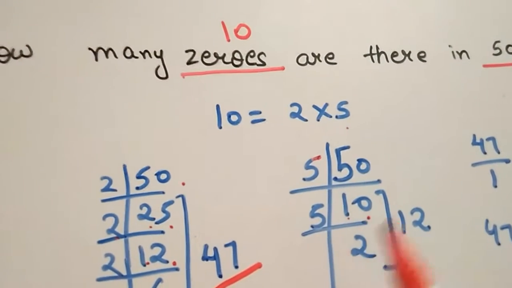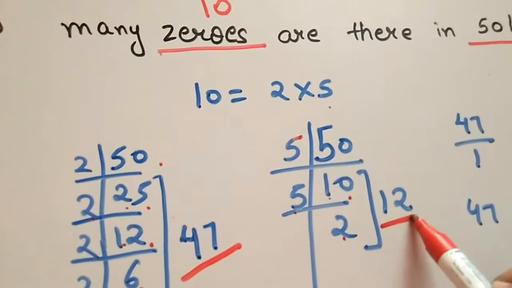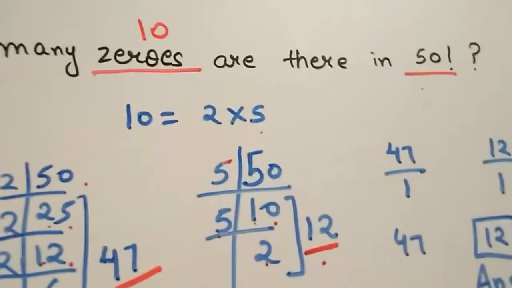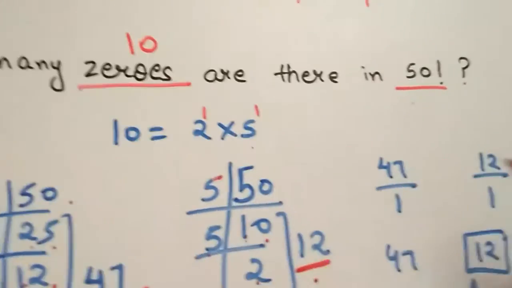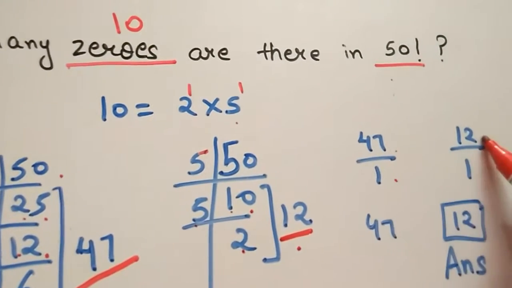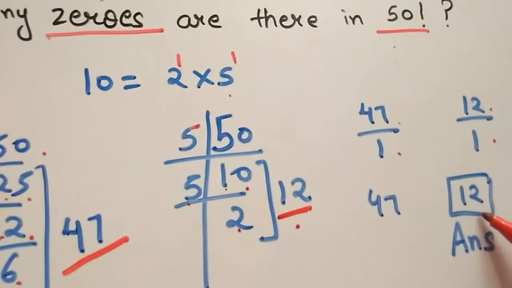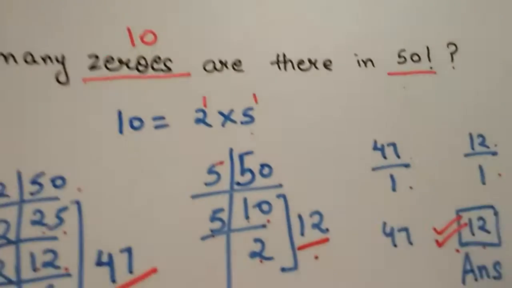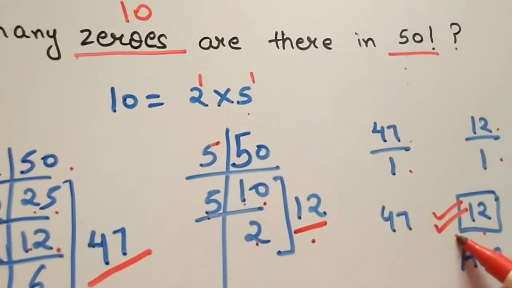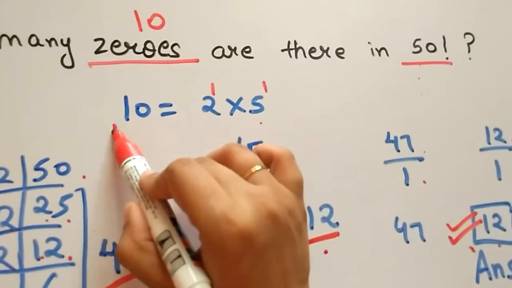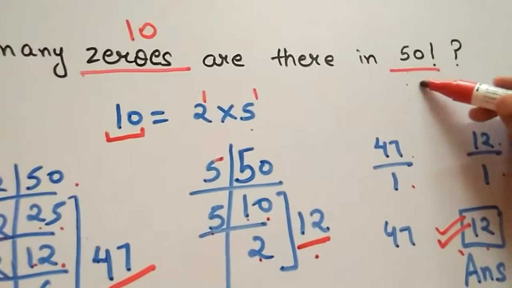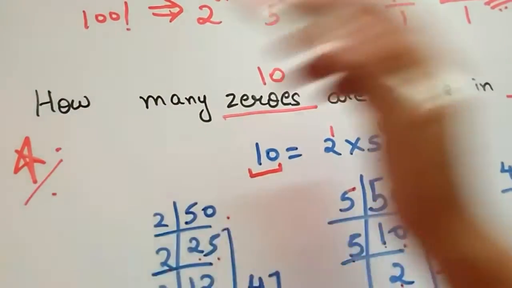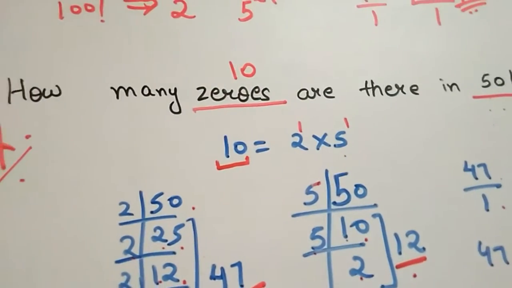Now let's find out how many 5 are there in 50 factorial. 5 1s are 5, 5 2s are 10. That is 12. So 5 raised to 12 is in 50 factorial. The power is 1 and 1, so divide with the power. 47 divided by 1, 12 divided by 1. Lowest power comes out to be 12. So 12 is your answer. So 12 zeros are there in 50 factorial. That is 12 tens are there in 50 factorial. This is a very important question. These types of questions are asked in many exams. How many zeros are there in any factorial?